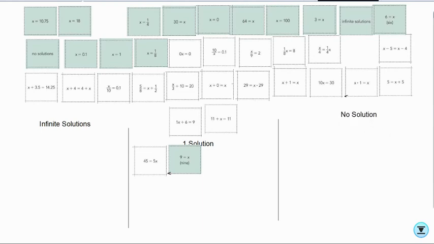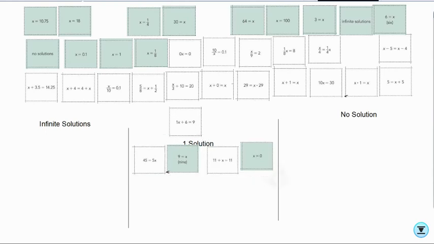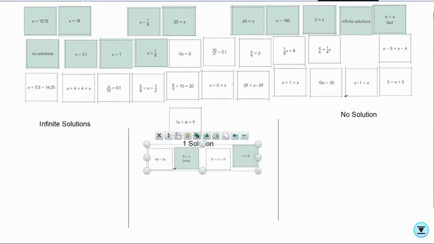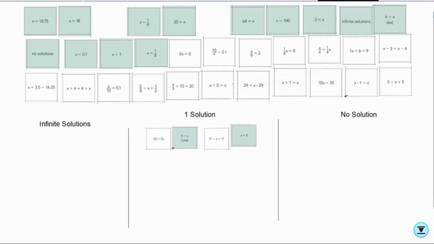My next one, let's look at 11 plus x equals 11. And so this one is pretty easy as well. If I took 11 plus something equals 11, well, my answer there clearly has to be 0. So this matches with. Let's look at our next one.